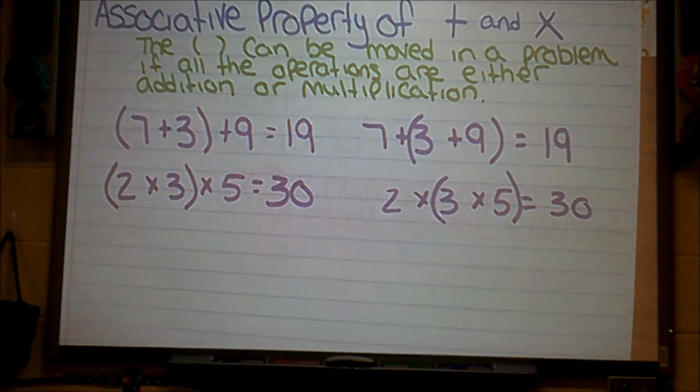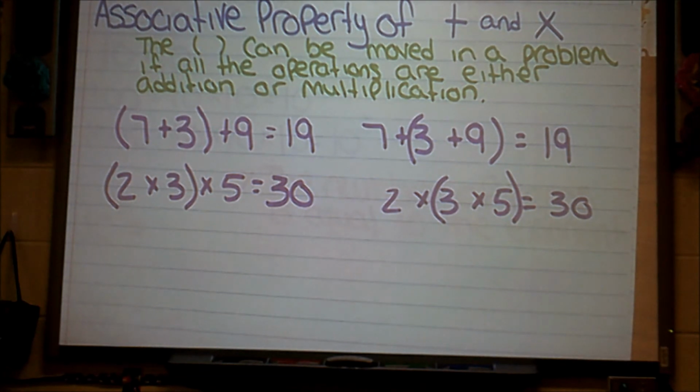So my first example that you see there, in parentheses I have 7 plus 3, and then plus another 9 gives me 19. Well, my brain says I want to do 3 plus 9 first. So that's what I did on the second one. I just moved my parentheses, my grouping, and I said I want to do 3 plus 9 first and get 12, and then add my other 7 to get 19. I get the same answer because all of the operations are the same.